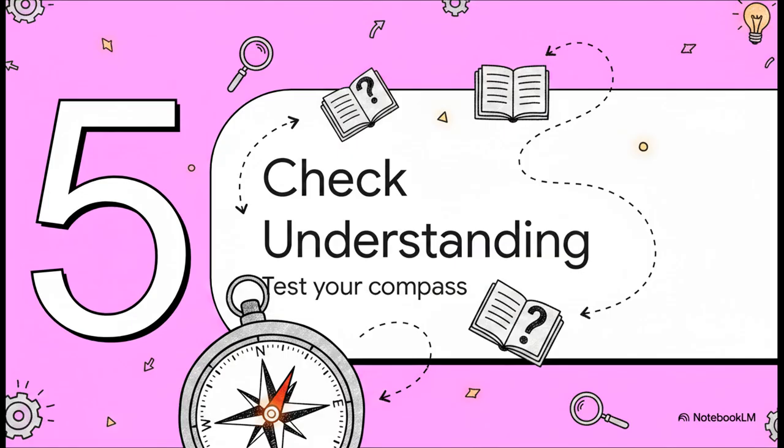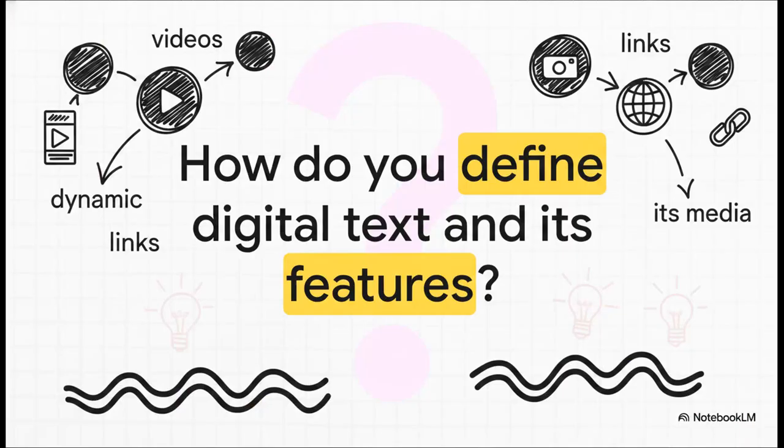Section 5. Checking your understanding. Testing your digital compass. Let's hit pause for a second and test that digital compass. Can you define digital text in your own words? And can you list 3 specific features you might find in one? Think back to that core definition we covered. Remember, it's dynamic, not static. And try to recall those 3 key tools we just broke down: the links, the interactive media, and the videos.